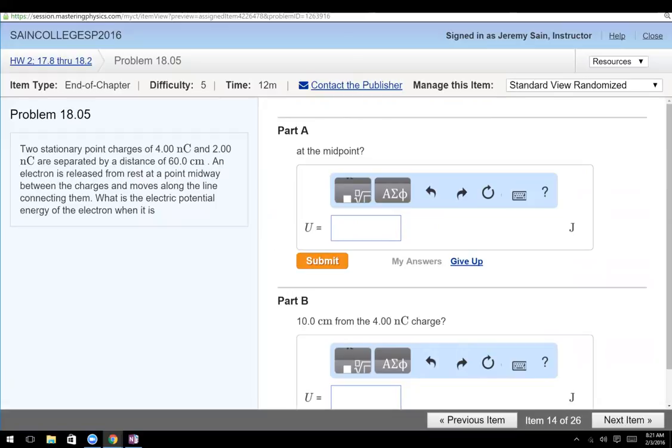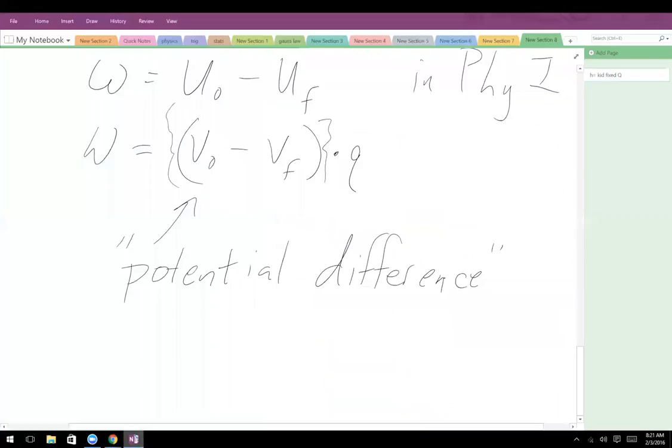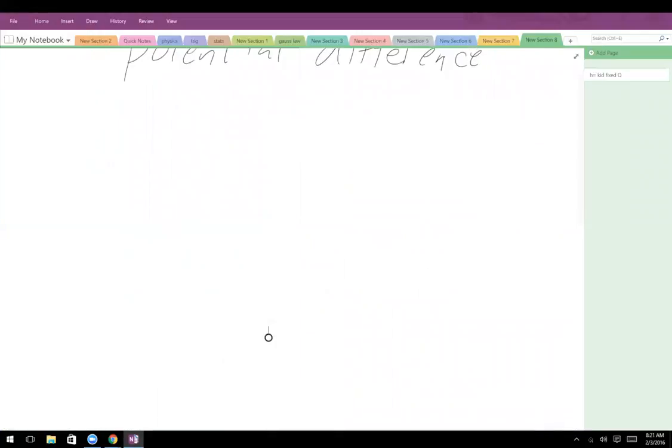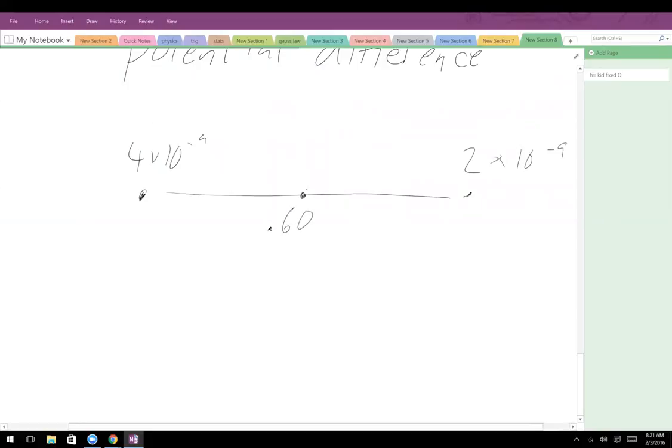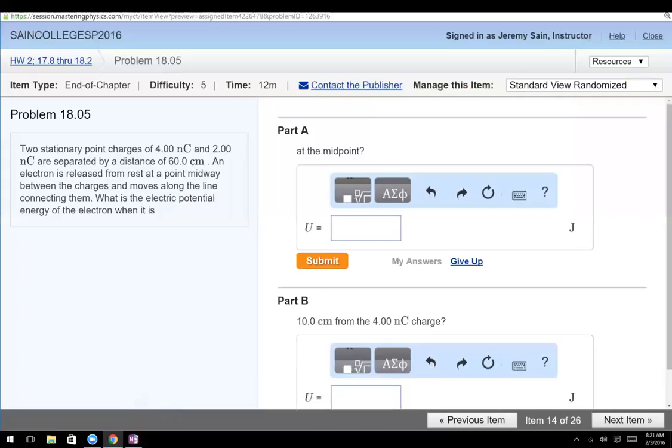So we've got 4 and 2 separated by 60 centimeters, and you've got an electron. So you got 4 times 10 to the minus 9. You got 2 times 10 to the minus 9. This distance is 60 centimeters, so 0.60. And you've got an electron there. Moves along the line, when it is at the midpoint.